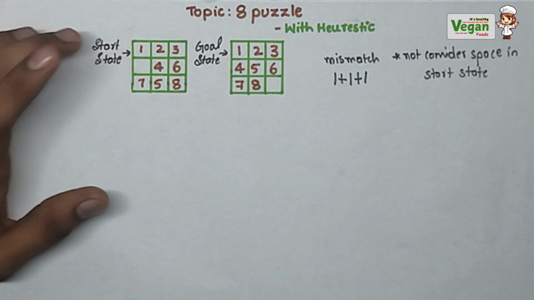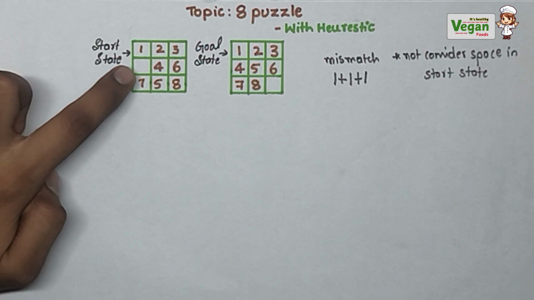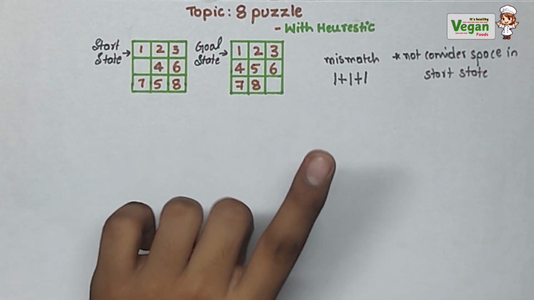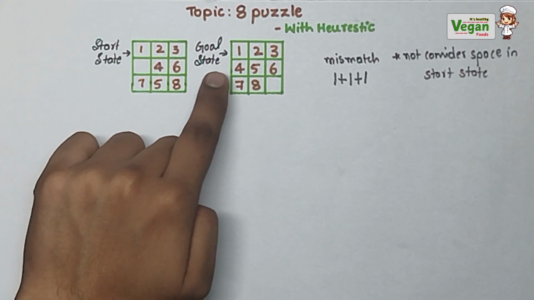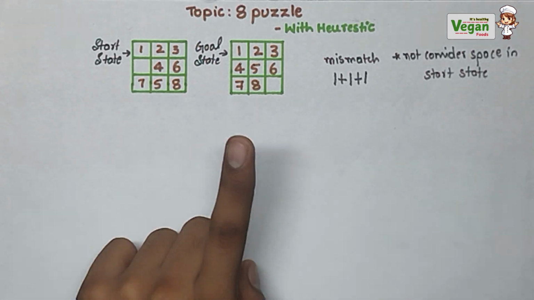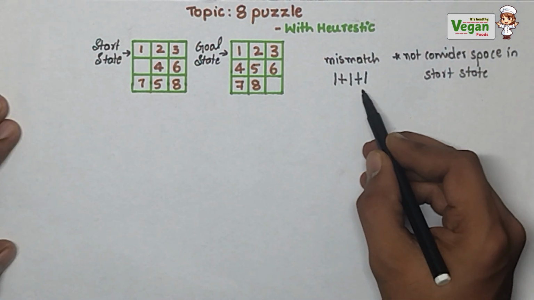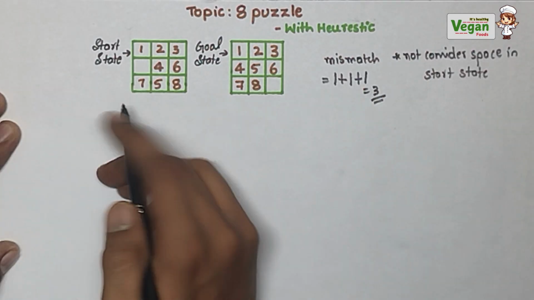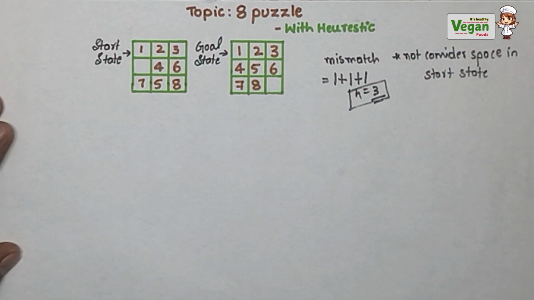Plus here 8 is there, here free space is there. Another mismatch. So if the free space is in the start state, you must not consider it. If the free space is in the goal state, you must consider it as a mismatch. Now what is the total mismatch for this start state? It is 3. So for this start state, the heuristic H value is equal to 3.